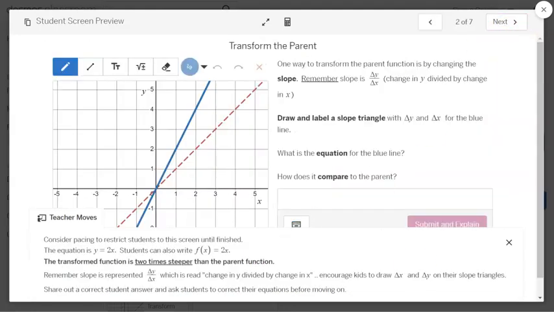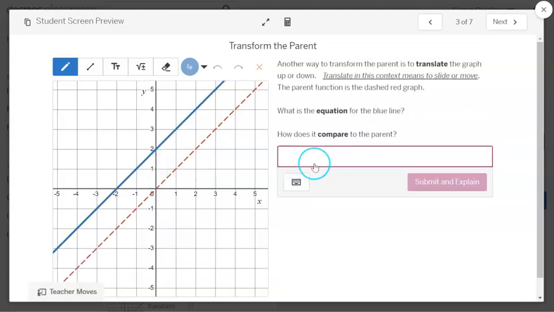The next slide, we're now transforming by changing the slope. I do use this delta y over delta x form every time I discuss slope, and we review delta y over delta x means change in y divided by change in x. I do not use rise over run. I do not use y2 minus y1 over x2 minus x1. I pretty much just use this through the course, as you will see.